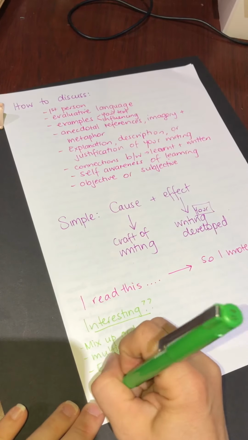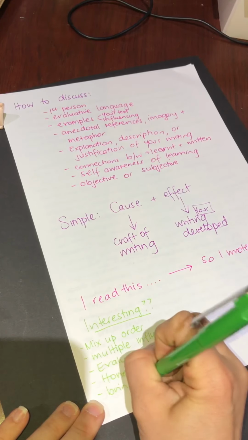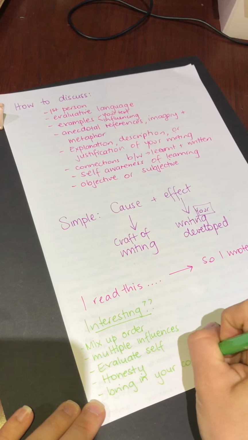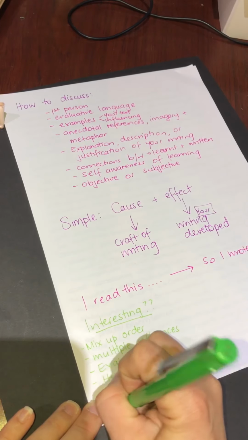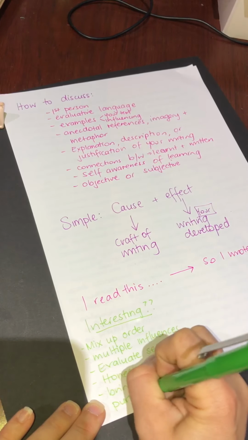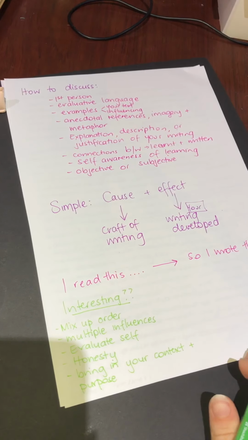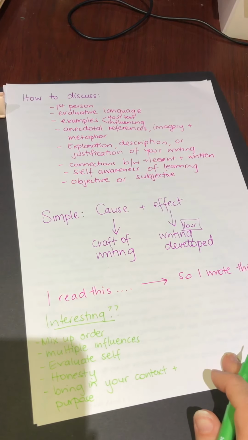You can bring in your context and purpose. It would be good to see your purpose in your first sentence anyway, but you can repeatedly do it. You can repeatedly talk about what you were attempting to do.